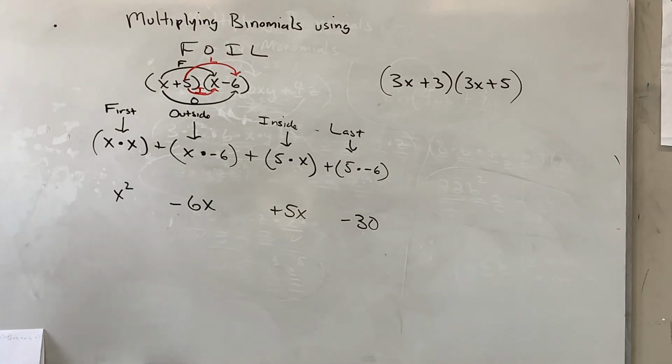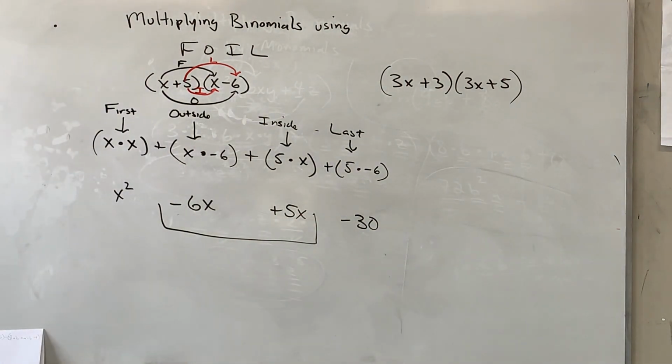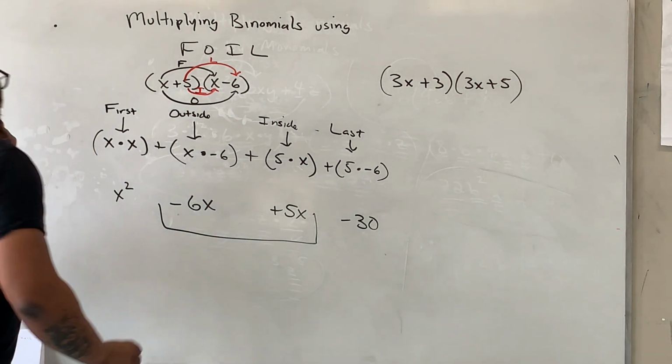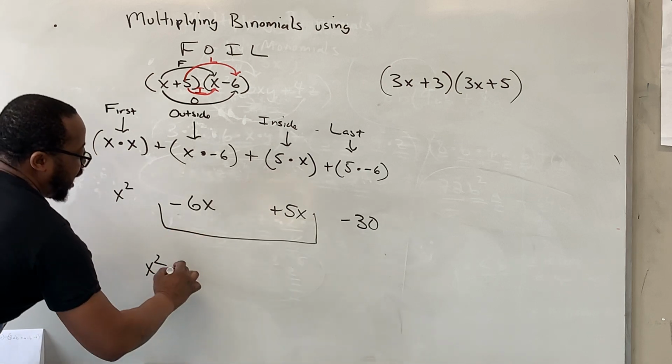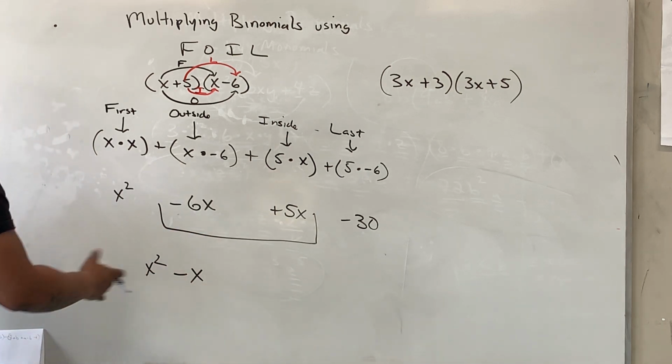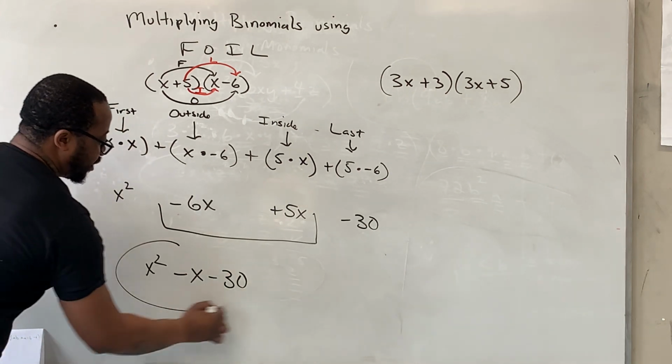The only things I have to combine here are these two, -6x plus 5x. So my answer is going to be, bring the x squared down, -6 plus 5 is just going to give me a -1x, a -x, and then -30, okay?